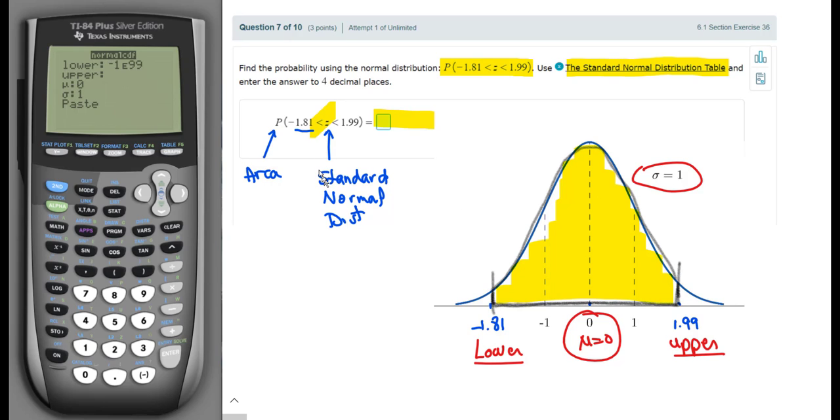Okay, so now what's left is just to plug in all the numbers in the calculator. Let's see, negative, you have to use this minus sign for negative, minus 1.81. All right, next one for the upper, 1.99. The following ones, mean is 0 and sigma is 1, that's fine, so we paste it, we enter, and we end up with the answer.